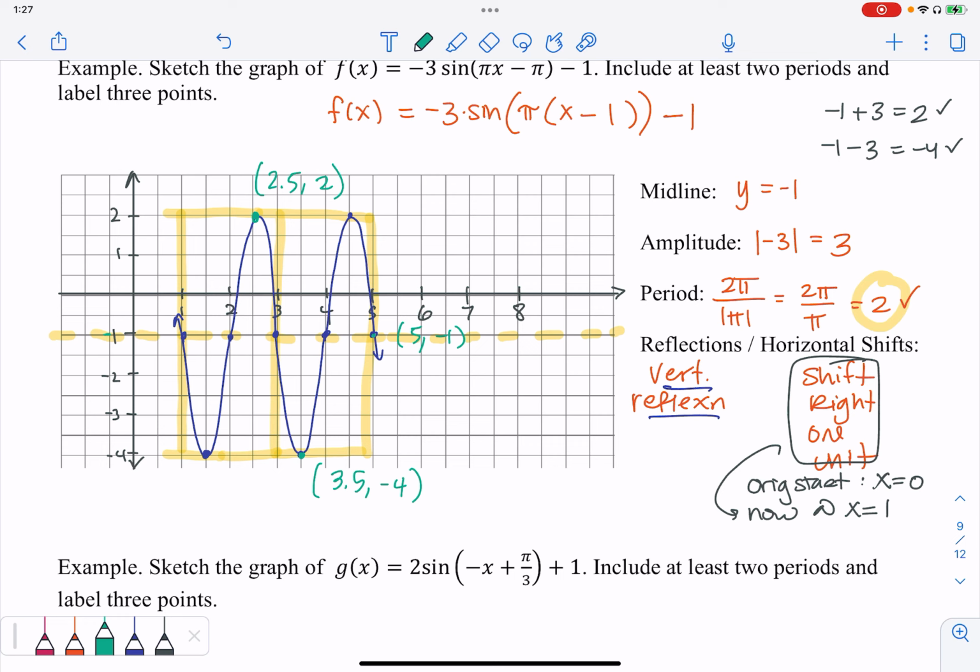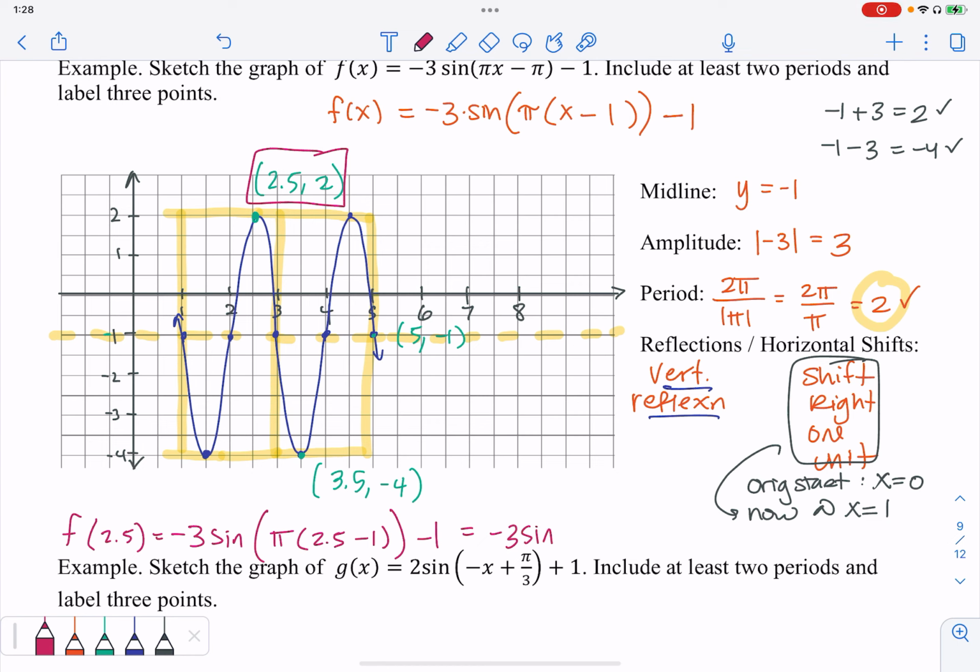We can, again, check this algebraically if we want to. Can make you feel like you are getting it right. So let's check this point here. F of 2.5 is negative 3 sine of pi times, oops, instead of x, I need 2.5, minus 1, minus 1. All right, so this big thing, let's see what to do. 2.5 minus 1 is 1.5. So the input for sine is going to be 1.5 pi. 1.5 pi is the same as 3 pi over 2.